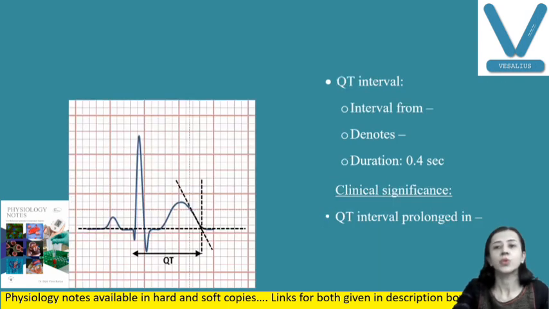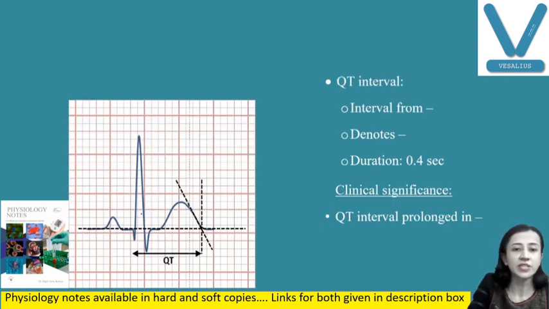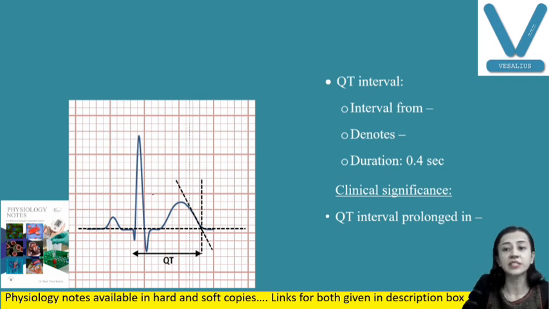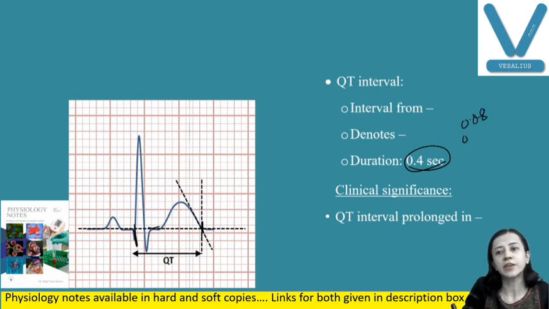Okay, now next is the QT interval. You can see here, this is the QT interval, that is the interval between the onset of the Q wave, this one, to the end of the T wave. So it includes QRS, ST segment and T wave. Okay, and the duration is 0.4 second. You all know QRS is 0.08, T wave 0.27 plus ST segment 0.04 to 0.08. So it is 0.4 second.